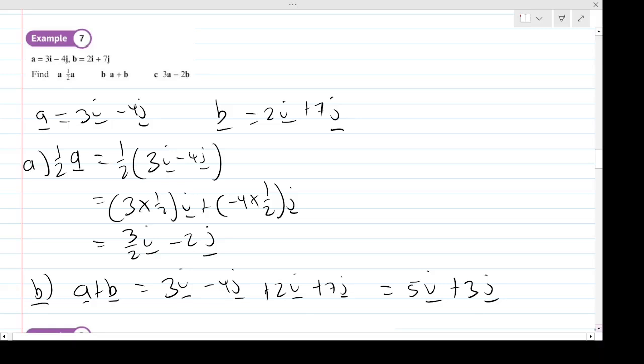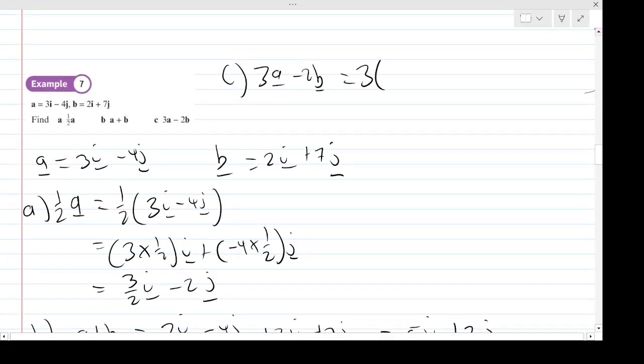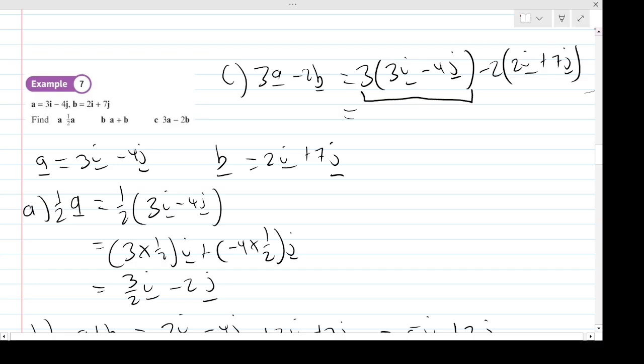Then part C, I'll do up here. We have 3 lots of A minus 2B. So again, that's going to be 3 lots of the vector A, which is 3i minus 4j, minus 2 lots of the vector B, which is 2i add 7j. And then again, like with column vectors, we multiply the vector term by term, right? So firstly, we're going to expand this bracket, right?